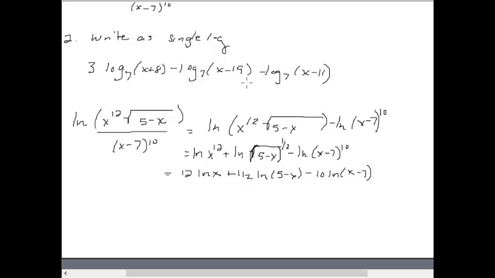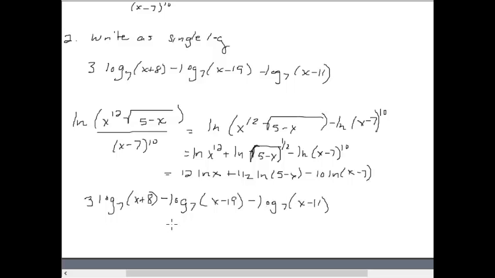So now let's try number 2. So we're going to write this as one quotient, so as a single log. So remember, that means that I'll only write log once. So let's rewrite the problem. We have 3 log base 7 of x plus 8 minus log base 7 of x minus 19 minus log base 7 of x minus 11.